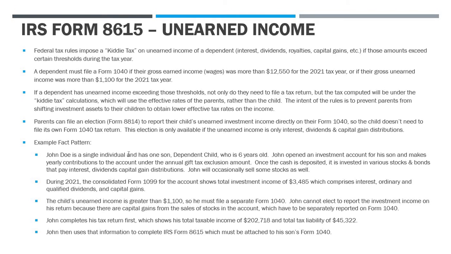So let's look at the fact pattern here. We have John Doe, and he's a single taxpayer individual, so not married, and he has one son, a dependent child, who's 6 years of age.